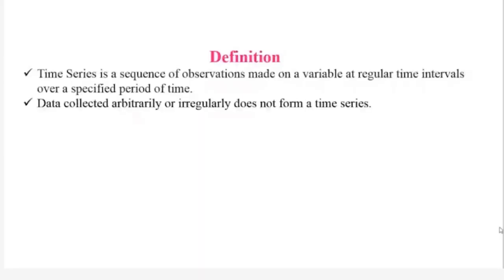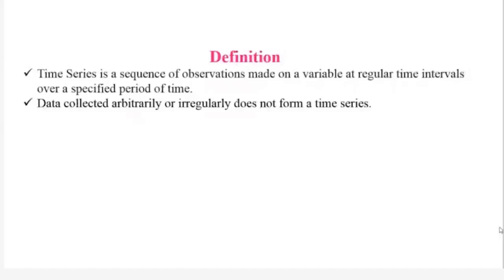So data collected arbitrarily means, suppose I have a habit of collecting data monthly, but for 2-3 months I have not collected the data. Data collected in the first month, the second month, the third month. But then in the 4th, 5th month I did not collect data at all, directly in the 6th month. So will it be a time series? The answer is no, because data is now not collected regularly. Irregularity has come in. Do you understand what I'm saying?